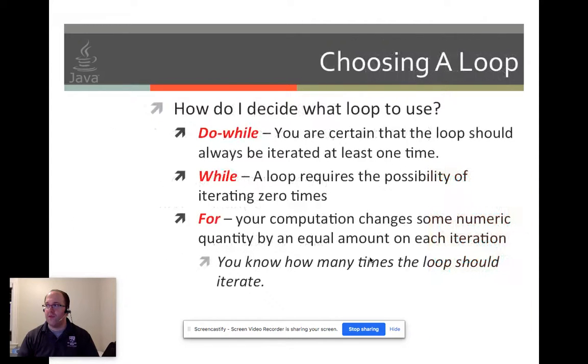So finally, how do you decide what loop you should use? We haven't talked about the do while loop because it's not part of the AP subset, so I'm going to just skip past this one.